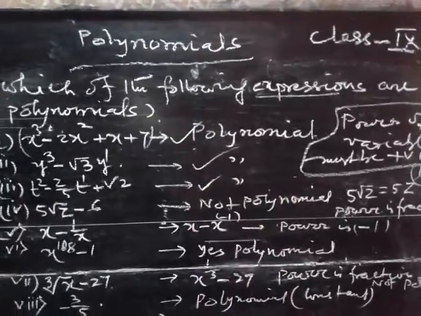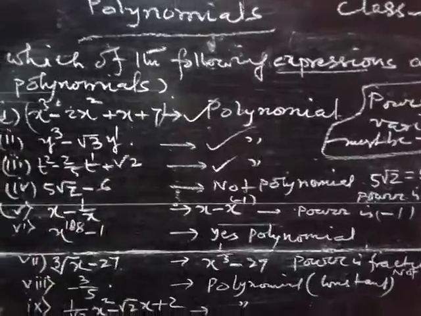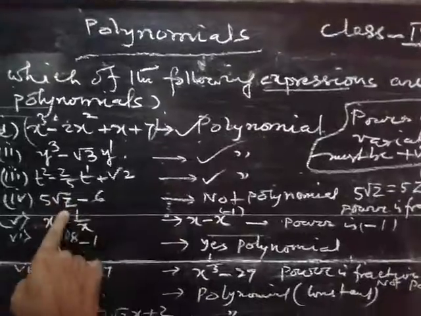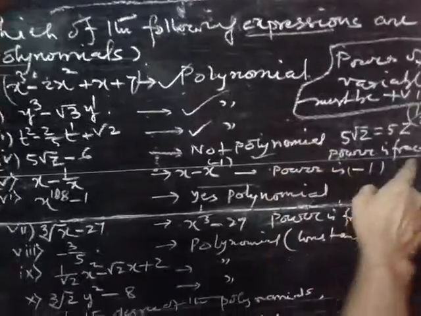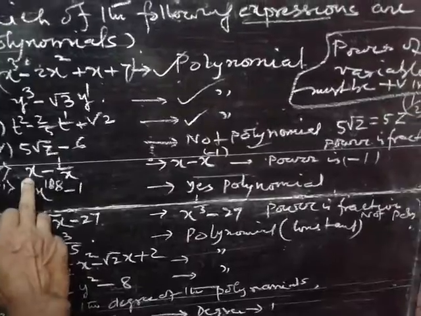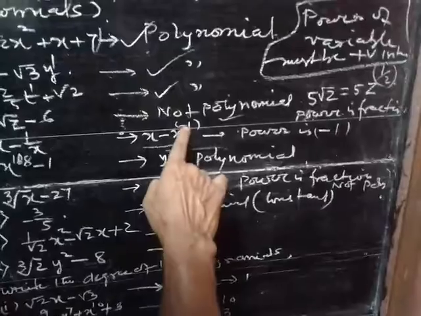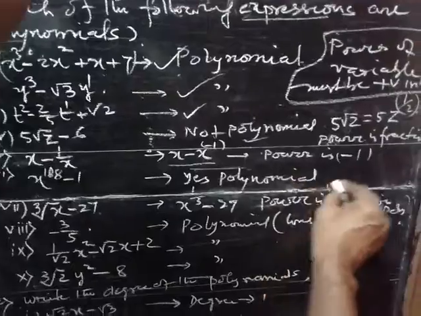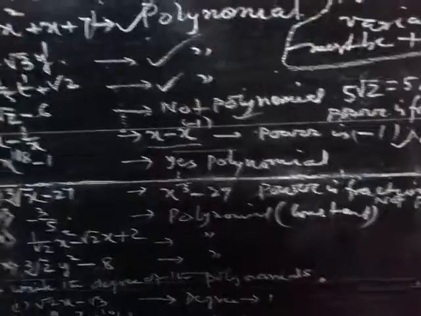This is also a polynomial. Now look at here, 5 root z minus 6. Here the variable is z and its power is square root, which means its power is half. This is not a polynomial because the power is a fraction. It is not an integer. This one, x minus 1 by x, can be written as x minus x to the power minus 1, whose power is negative. So it is not a polynomial.